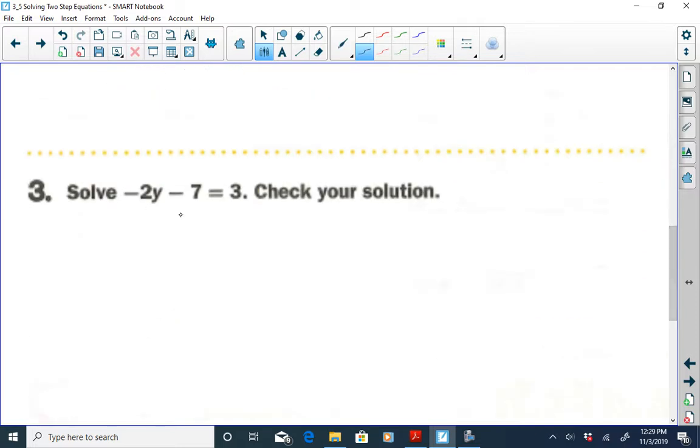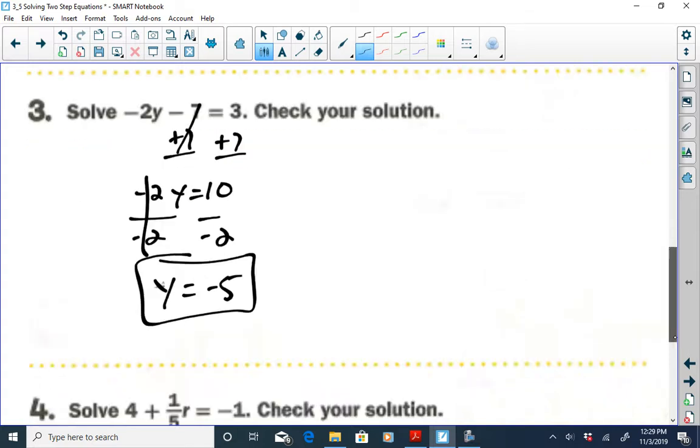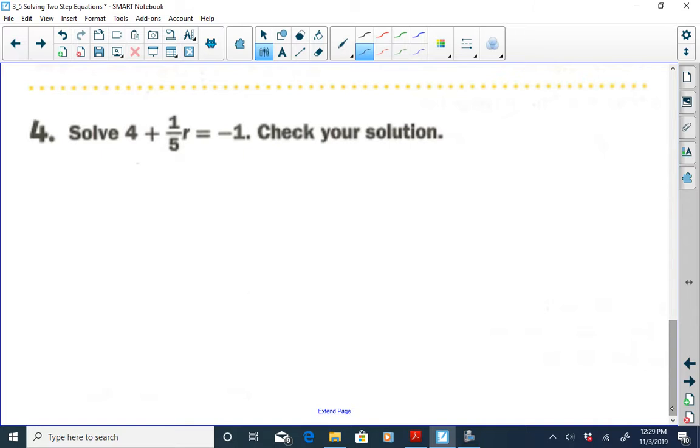Next example, I have multiplication and subtraction. We do the inverse of those operations. So we add 7 to both sides of the equation, they cancel. Negative 2y is equal to 10. Divide by negative 2, they cancel, and we wind up with y is equal to negative 5. Right, and then our last example here, we have that fraction.